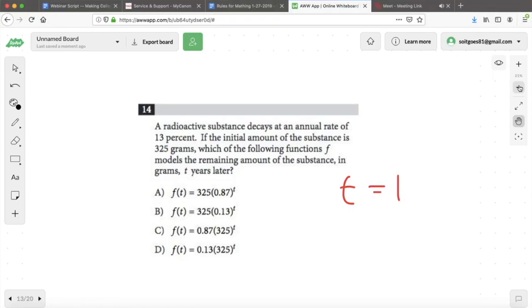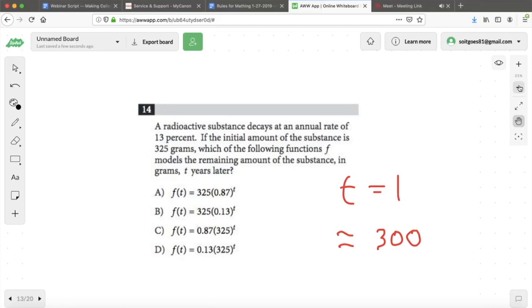Just give me an estimate. 300 maybe? Something like around 300. We'll get around 300, which makes a ton of sense, right? Because 10% is decaying at a rate of 10%. 10% of 325 is 32.5 or whatever. I'm just doing that in my head.